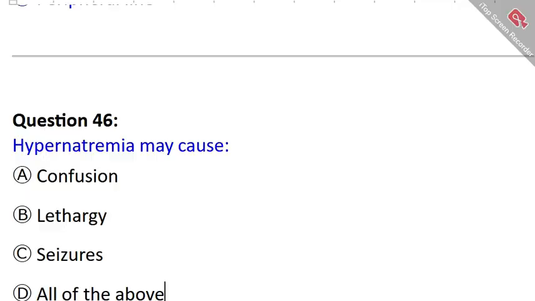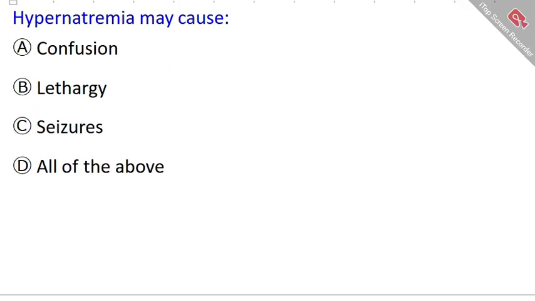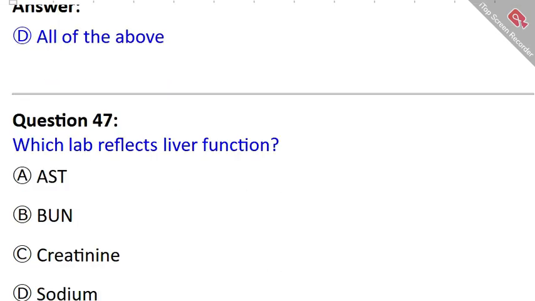Hypernatremia may cause what? What does hypernatremia cause? In this scenario, the correct option is option D. It causes confusion, lethargy, and seizure. So these are some of the causes of hypernatremia. Let's move to question number 47.